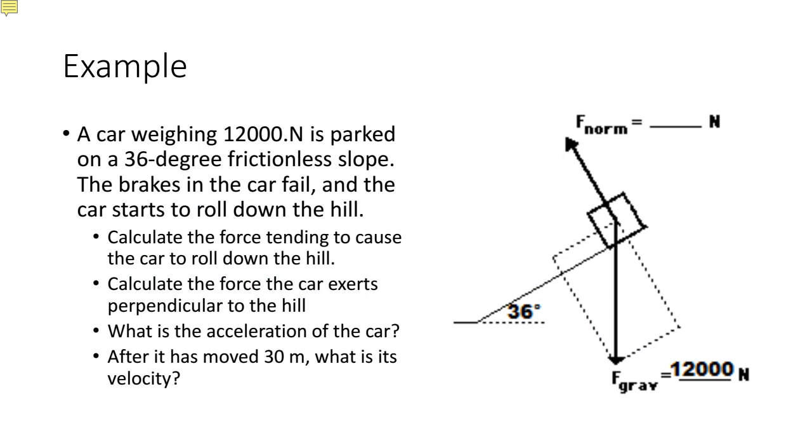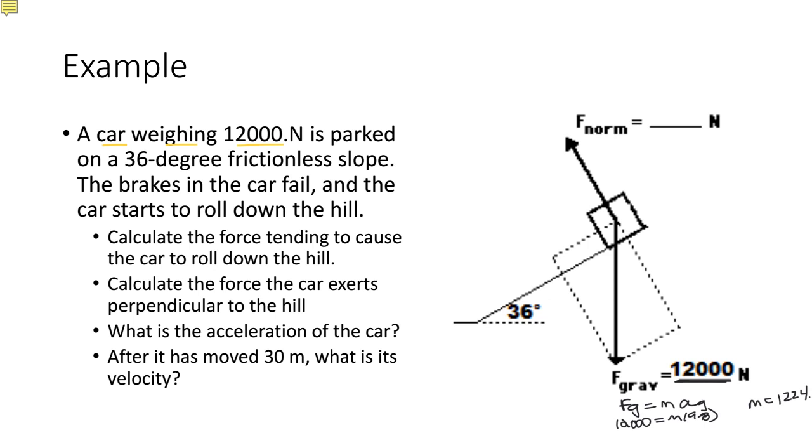Let's do an example using these principles. It says here that a car has a weight of 12,000 newtons. That means that our force gravity right here is 12,000 newtons. We could find its mass by saying its force gravity is mass times acceleration of gravity. 12,000 equals mass times 9.8. And that would give us a mass of 1224.5. We'll need that mass for later, but since it's giving us the weight, it's telling us the value of this force gravity right here.